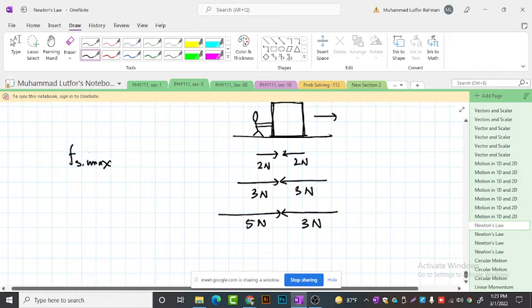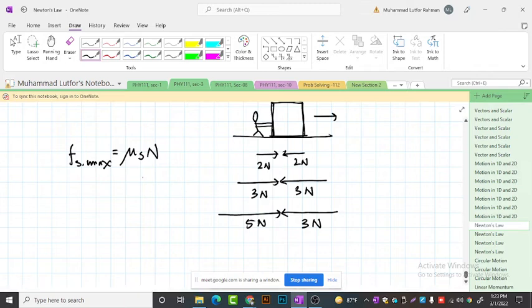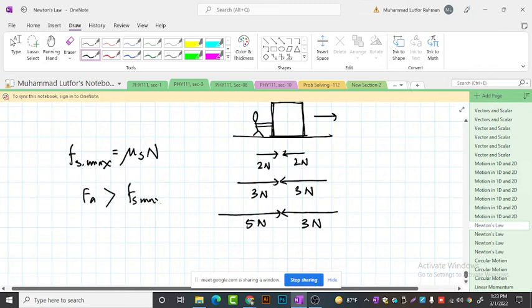And that Fs max we can find out by using mu s into N, where mu s is the coefficient of static friction and N is the normal reaction force. That's how we will find out Fs max. So definitely if you keep some object on a frictional surface and want it to move, your applied force must be greater than Fs max, otherwise it will not move at all, it will be stationary, right?